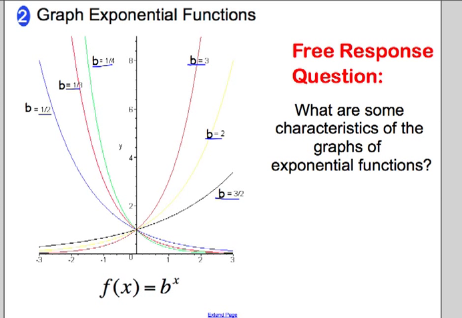And there's some things that all of these equations have in common. I want you to look at the graphs here and try to find some things they all have the same. What do all the graphs have the same? And I want you to put those together to decide the characteristics of the graphs of exponential functions. Once you've come up with some characteristics, I want you to put those answers into your Google form. So here's your free response question for your Google form today. What are some characteristics of the graphs of exponential functions?